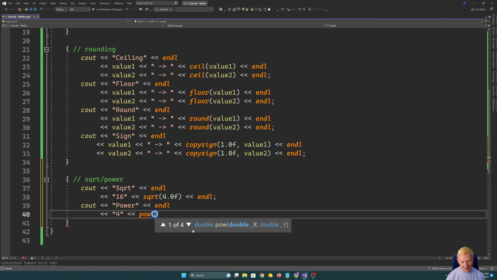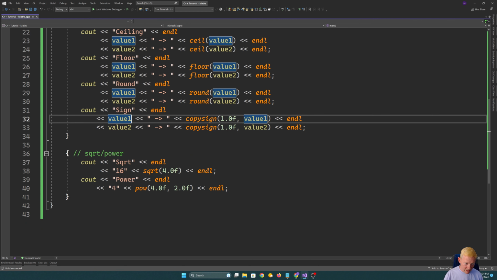And the arguments are not particularly well named. Generally, the way these work is the first argument is the base number that we're operating on, and the second argument is the power that we're applying to that. So in this case, 4, and then providing 2, should be doing 4 squared.